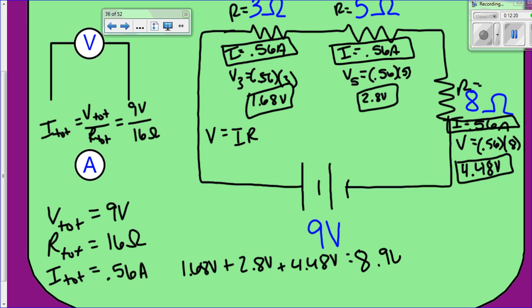That's pretty darn close to 9 volts. The reason why it's not exact is because, remember, we rounded my current, and so our answer is not going to be perfect in the end. If I had used the whole current of 0.5625, it would have come out to exactly 9 volts. So I know that I did it correctly.